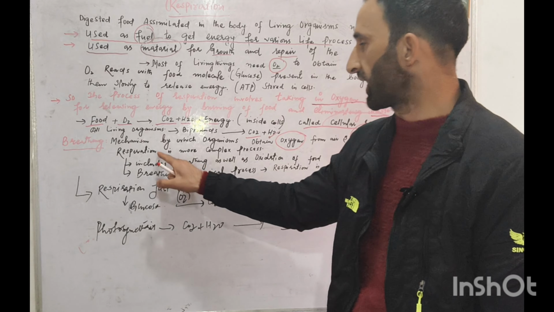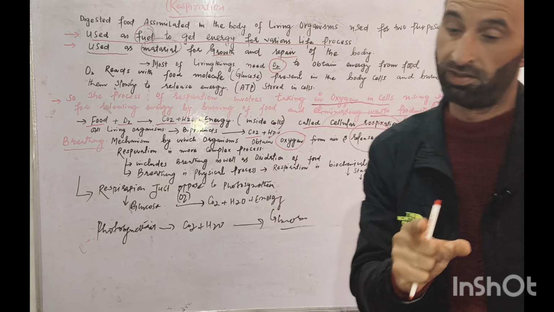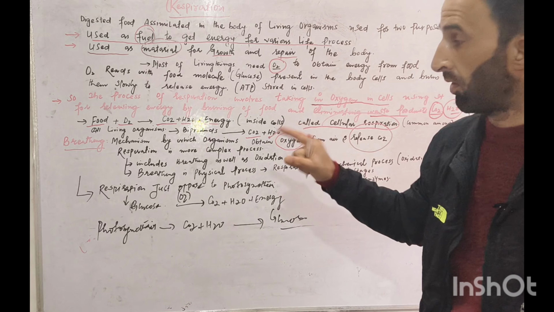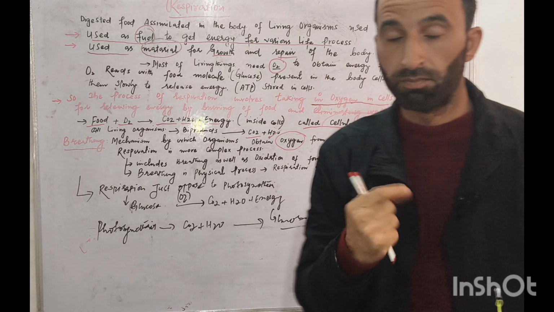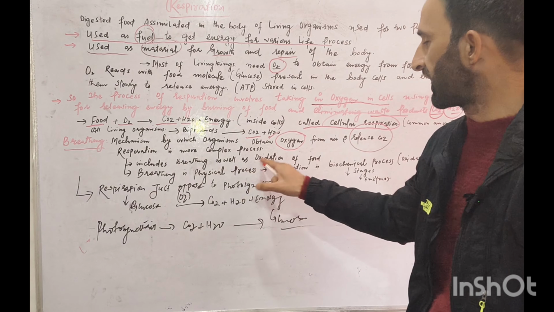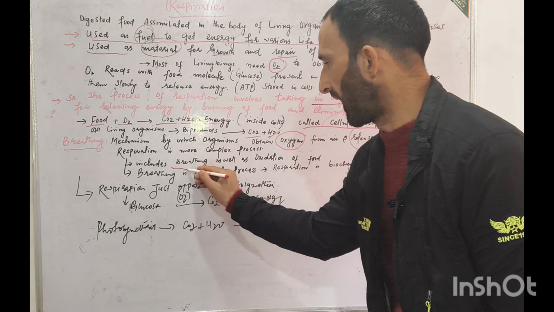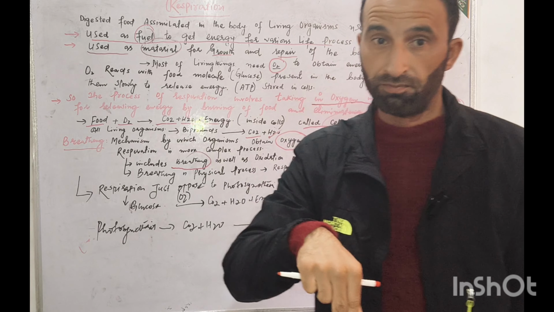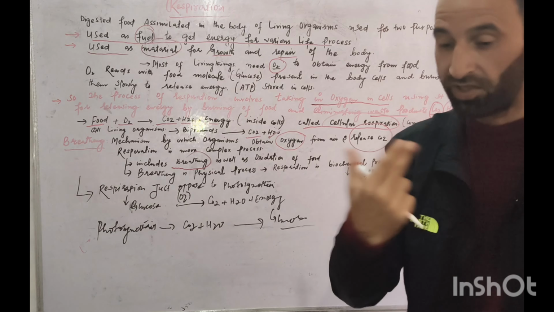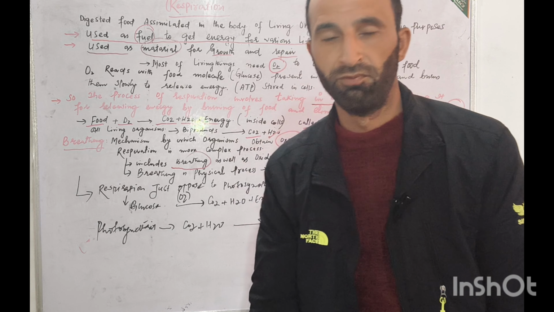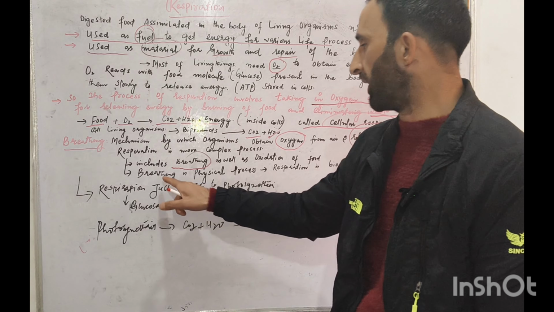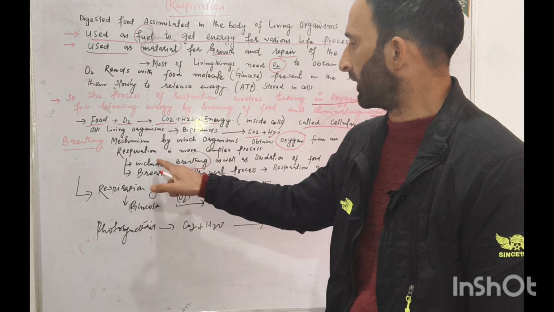Now, respiration is a more complex process, and this point should be noted. Why is respiration more complex than breathing? Because it includes breathing as well as oxidation of food. It includes breathing because we take in oxygen, as well as oxidation of food takes place. When oxidation of food takes place, we give out carbon dioxide as a byproduct. This is respiration.